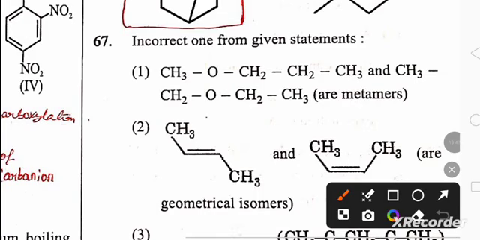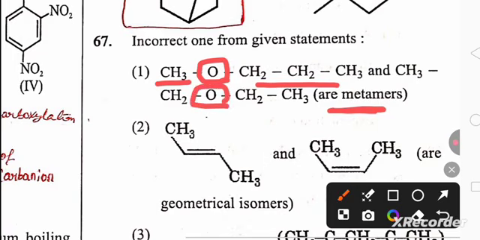In the first statement, metamers is given. We know metamers can be found in ethers. We have one ether where on one side you can find 3 carbons and on the other side a 1 carbon chain. Another ether has a 2 carbon chain on the right side and a 2 carbon chain on the left side across the ether bond. Both have the same molecular formula and differ in the number of carbons across the ether bond. So they are metamers. So this is the correct statement.